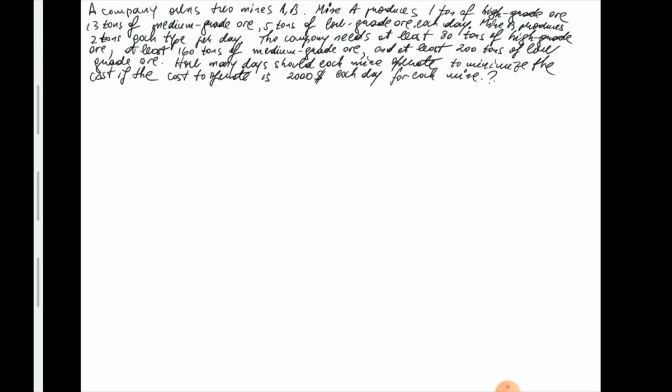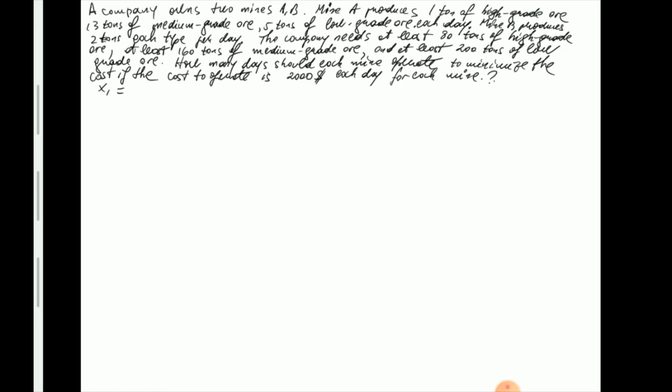So we have a company that owns two mines, A and B, and as we go along with the problem, sometimes it's useful to actually not even read it. Well, you read it once from top to finish, but then you can actually read the beginning and the end immediately, just to have an idea already of how many variables you're going to need in the problem. So let's actually read the final question: how many days should each mine operate to minimize the cost if the cost to operate is $2,000 each day for each mine. So I know already I'm going to have the number of variables equal to 2, right?